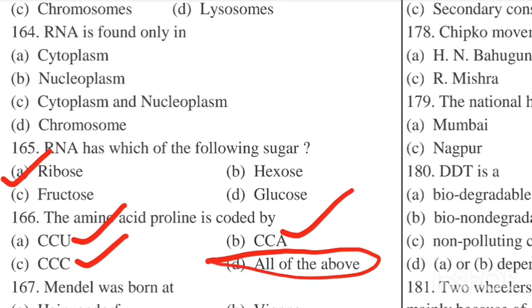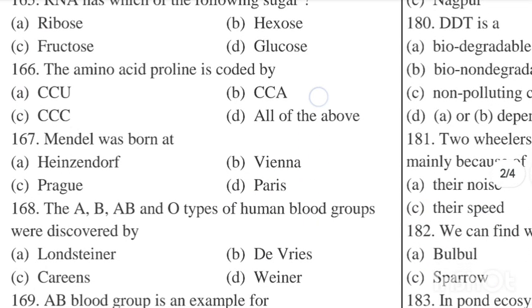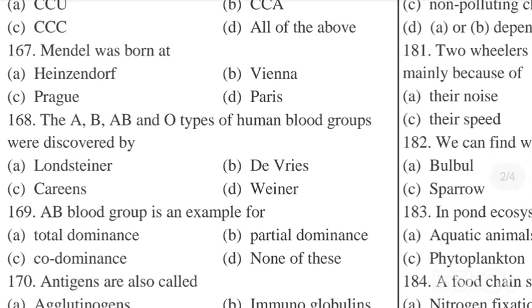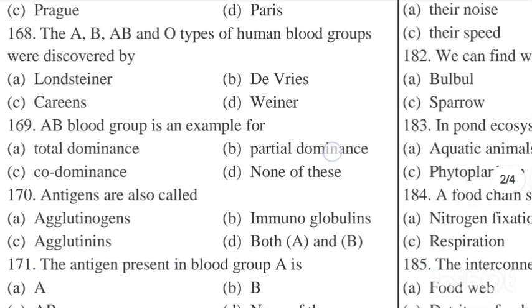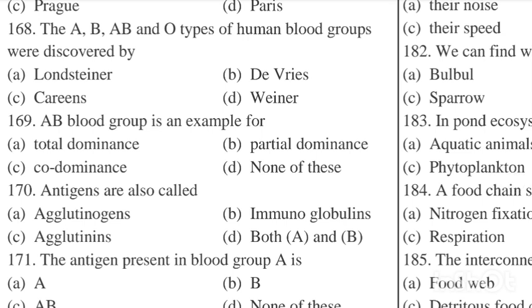Next question is, Mendel was born at, so Mendel was born at Hessendorf. Next, the A, B and O types of human blood groups were discovered by, so it was first discovered by Landsteiner. AB blood group is an example for codominance, because here A as well as B alleles can be expressed.